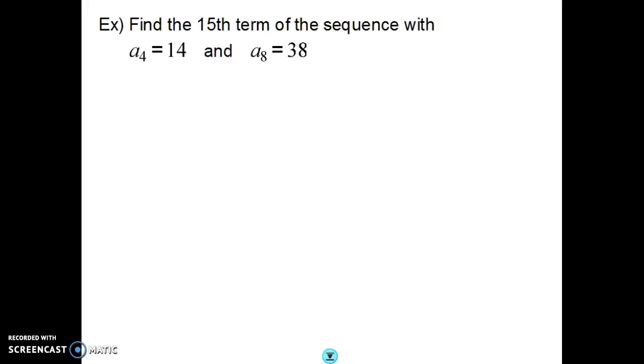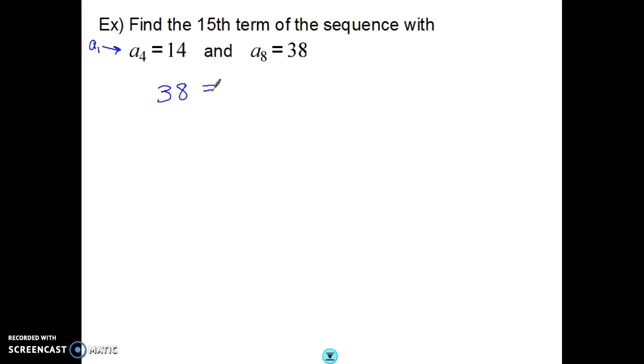Here we're asked to find the 15th term of the sequence, and we're given a sub 4 and a sub 8. So we're not given a sub 1. Now what we can do is, instead of using a sub 1, just use a sub 4 as our new a sub 1. So we'll still fill in all of the other blank pieces normally. We'll fill in 38 for a sub n, right? That's going to be our final value.